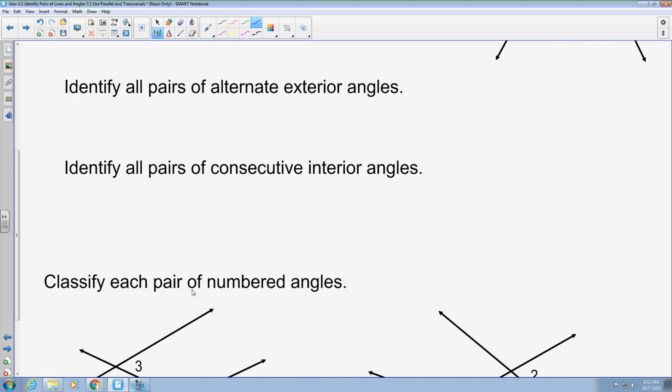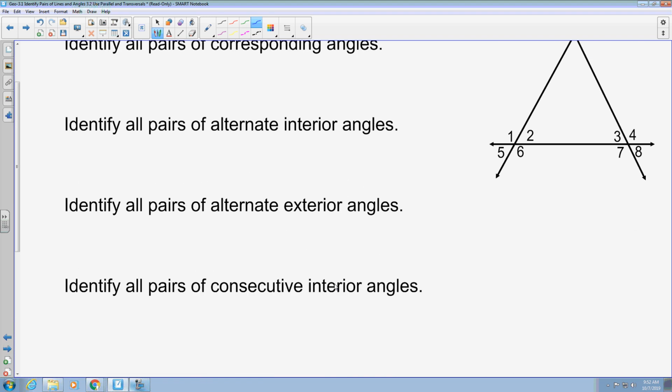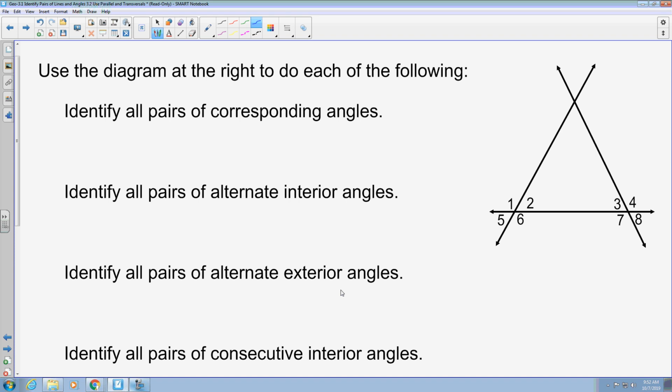So I have a series of questions here they want us to answer using the diagram to the right. Right off the bat, they want us to identify all the pairs of corresponding angles. So I look here, top left, I know that angle 1 and angle 3 correspond. Bottom left, angle 5 and angle 7. Top right, angle 2 and angle 4. And bottom right, angle 6 and angle 8. So those are all the corresponding angles in this particular example.